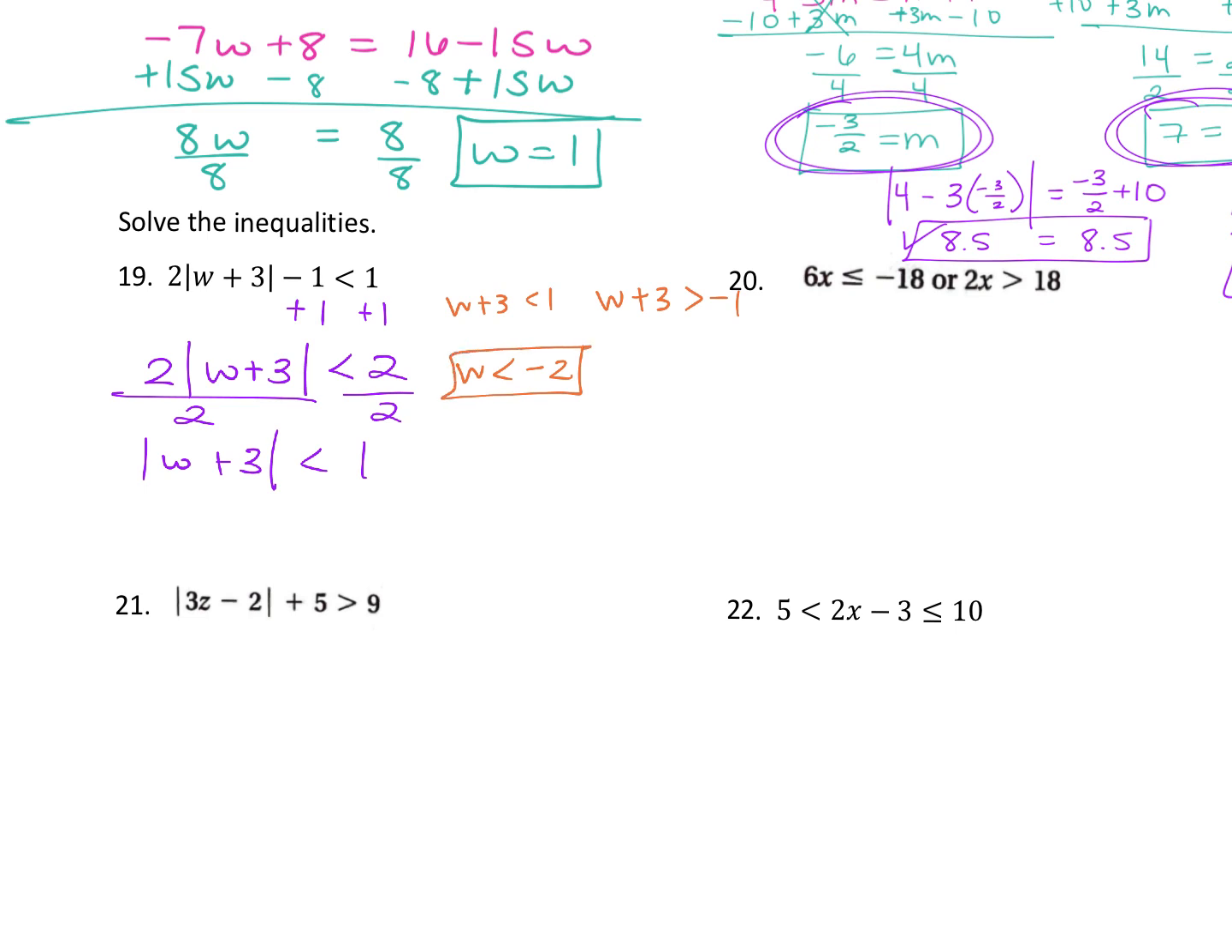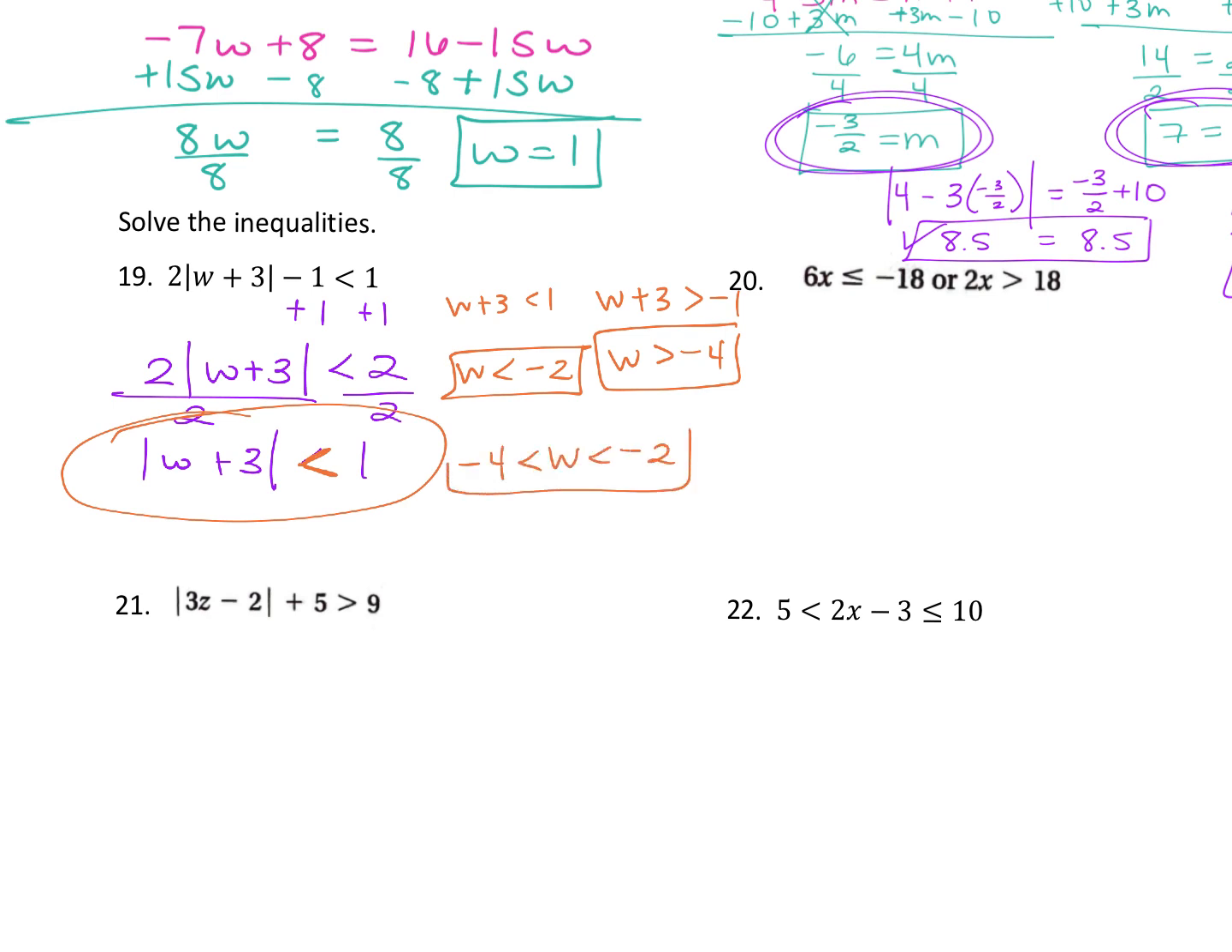Ooh, and or. And, less than, right? If it's a less than problem, once you've isolated, that's and. This one's going to be take away 3, so w is greater than negative 4. So if you want on this one, you could write it negative 4 is less than w, which is less than negative 2, but you are welcome to leave it like that as well. Okay?